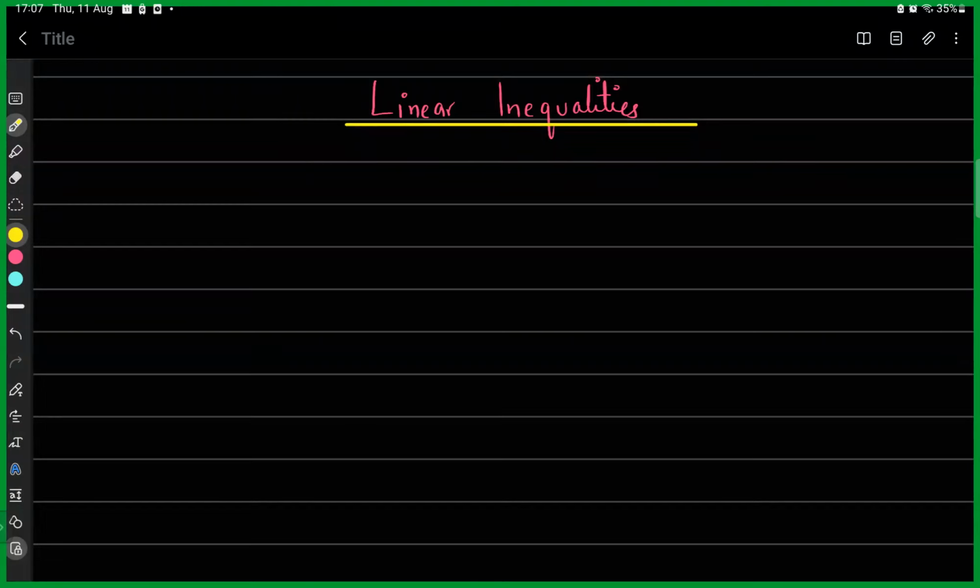That's very simple. So for instance, if you have y equals x plus 1, and if you have y is greater than 2x plus 1, we know that this is the equality sign and this is the inequality sign. So this is an equation and this is an inequality. This is how we differentiate.